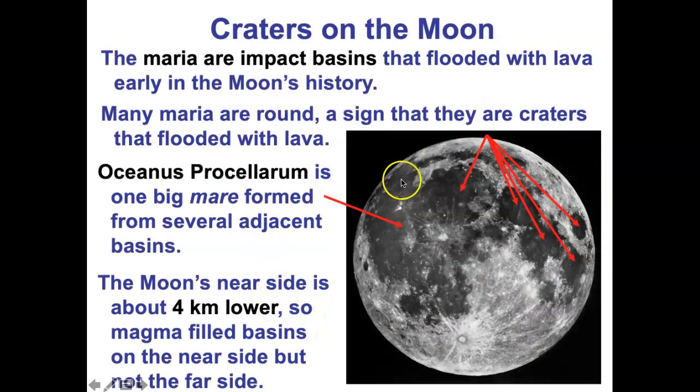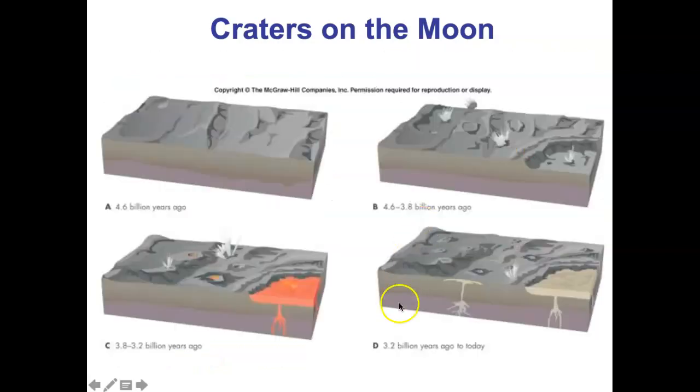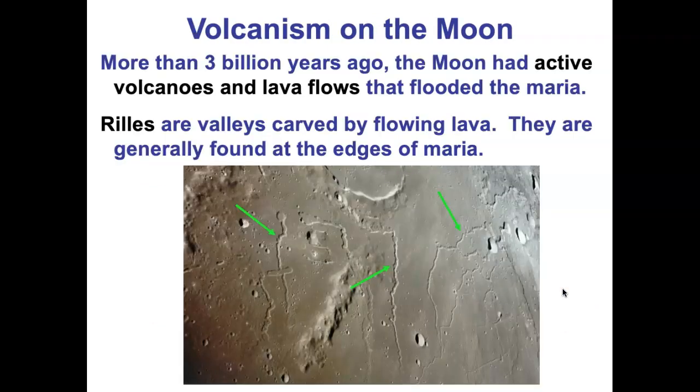Once upon a time, each of these mare was a lake of lava. And then eventually the lava cooled off and it hardened and it became new, smooth crust. That's why the Maria are lower in elevation, because they used to be the mare formed from a filling in a crater. But that's also why the Maria are so smooth, because they're newer.